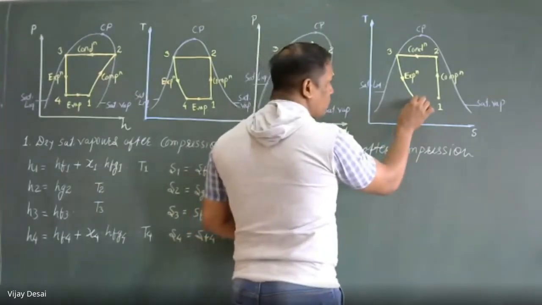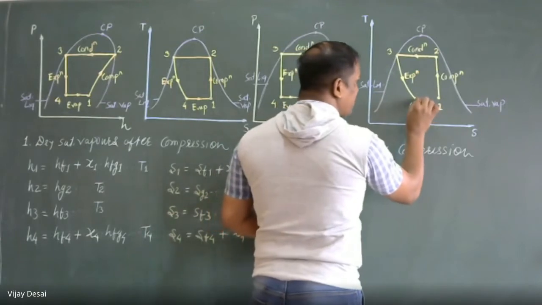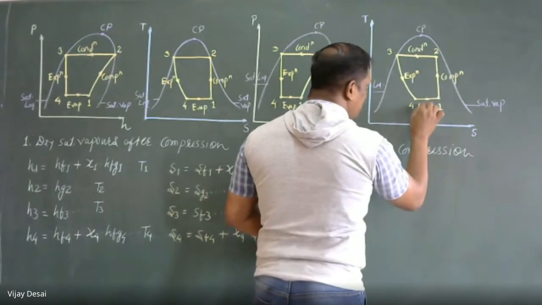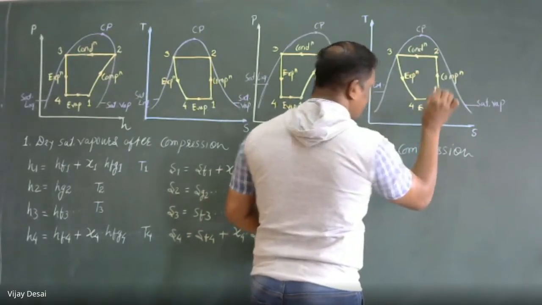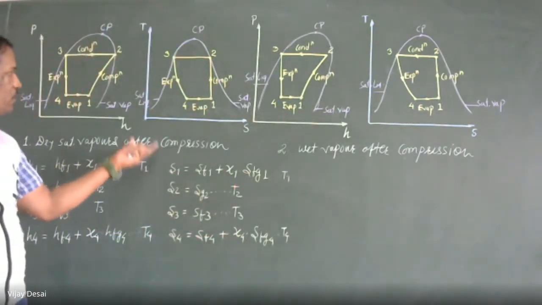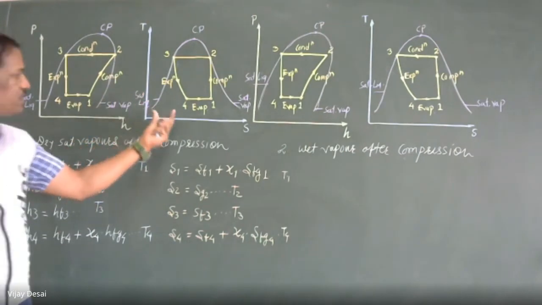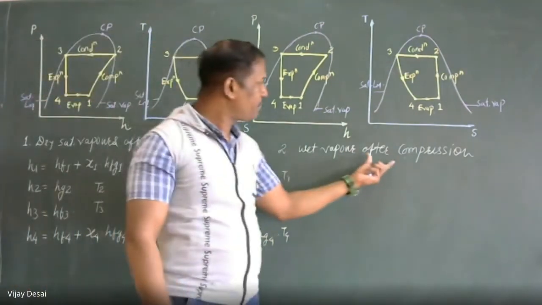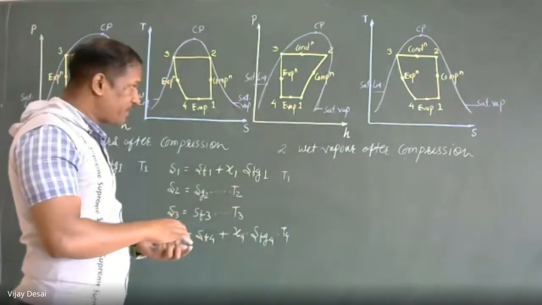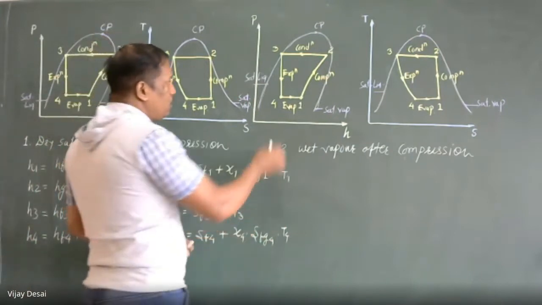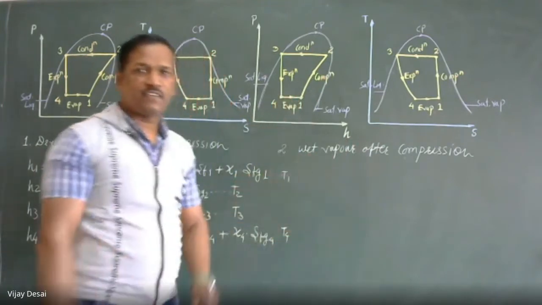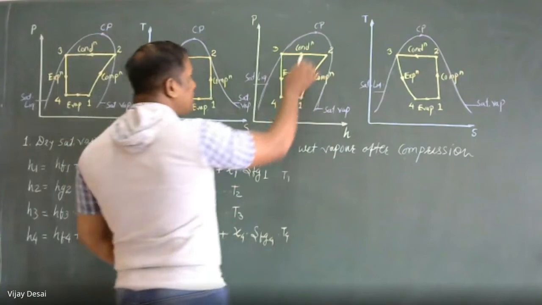This condition 4 refrigerant is passed through the evaporator, where latent heat is absorbed from the food content and its dryness fraction is improved, and this is the evaporation. So this pH and TS diagram represents dry saturated vapor after compression, and this one represents wet vapor after compression. Now for the calculation part, points 1, 2 and 4 lie in the wet region, but they have different dryness fractions.